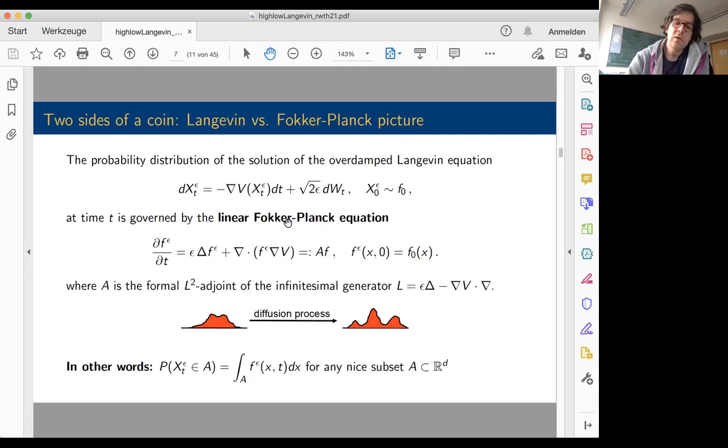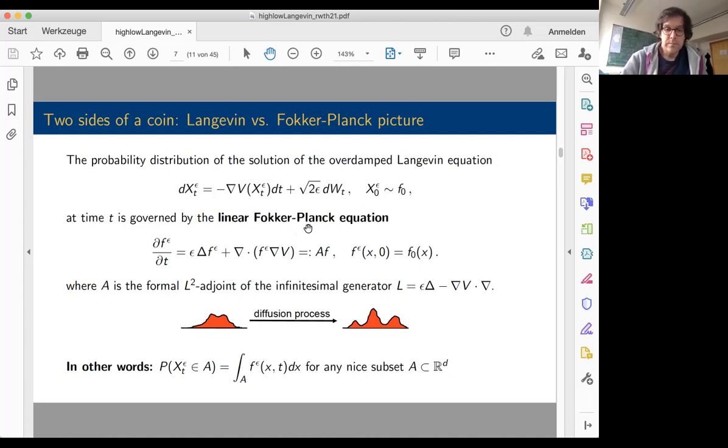And the alternative point of view is to look at the evolution of the density. So if I ask what is the distribution of my process x at time t, given that I have started from a distribution f naught at time 0, then this distribution is governed by the Fokker-Planck equation, which is a linear parabolic PDE that describes the evolution of this density. So I will sometimes represent this linear Fokker-Planck equation in terms of this operator A, which is just the L2 adjoint of this infinitesimal generator, which is the operator that has the spectral gap, which determines the speed of convergence to this invariant measure. And so I will use both points of view interchangeably, more or less, to say something meaningful about this underdamped Langevin equation that I will present in a minute.